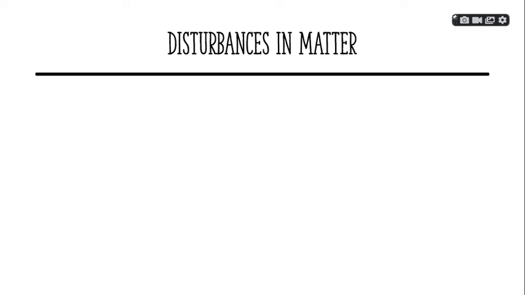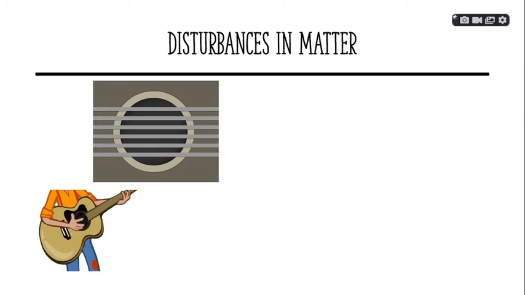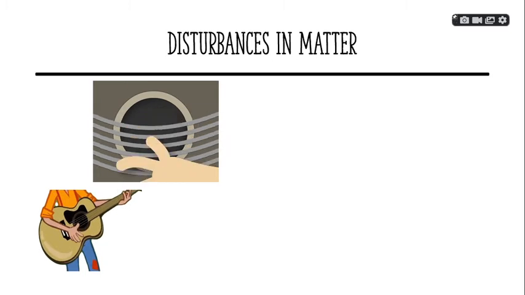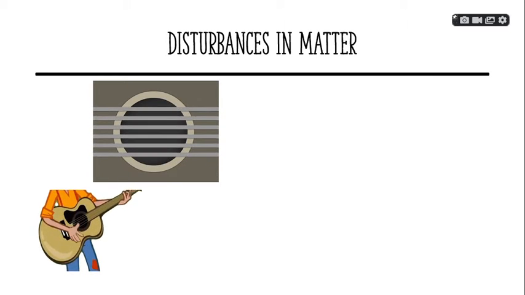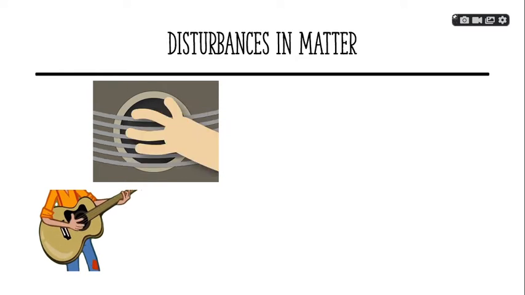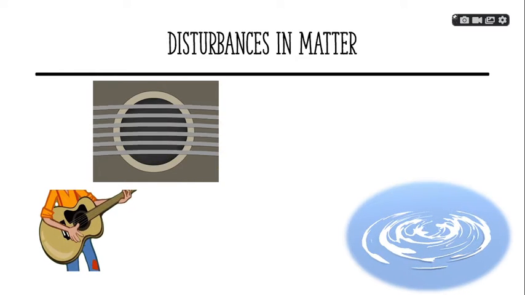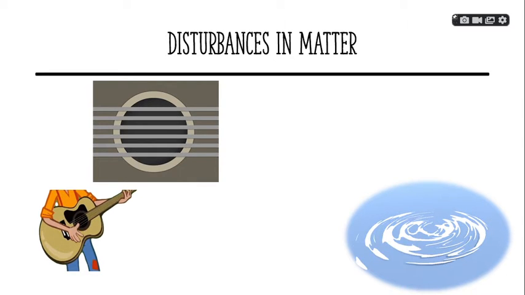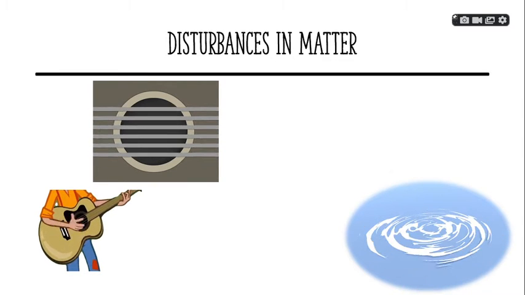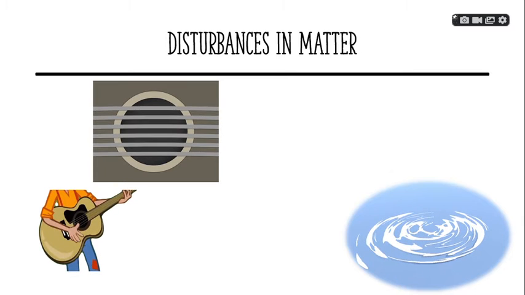Say for instance, when we strum the strings of a guitar or any string instrument, the vibrating string disturbs air molecules, thus creating sound. When we throw a stone into a pond or basin, ripples are created along the surface, which is disturbed.